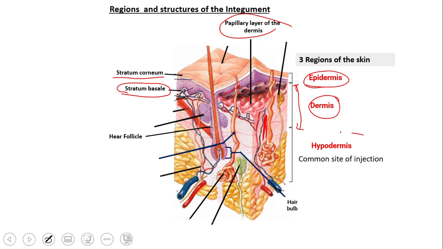Then we have the hypodermis, which is a common site of injection because it has few blood vessels. So if you want a medication to be absorbed slowly into your blood, inject that in the hypodermis, like insulin, for example.